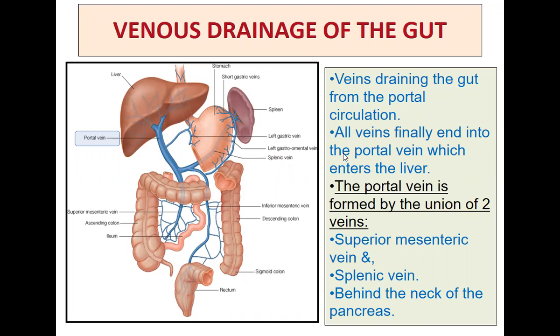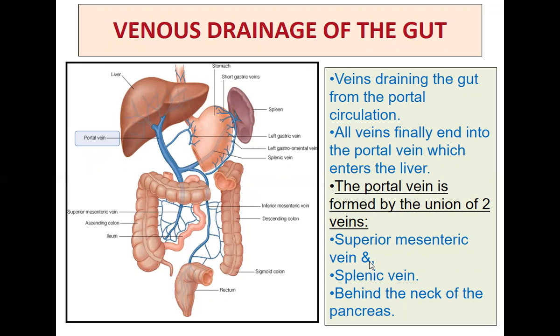All veins finally end in the portal vein, which enters the liver, as I said before. The portal vein is formed by the union of two veins: the superior mesenteric vein and the splenic vein. If you see here, the superior mesenteric vein joins with the splenic vein, coming from the spleen, to form the portal vein. Where is the inferior mesenteric vein then? The inferior mesenteric vein drains into the splenic vein and from there into the portal vein.